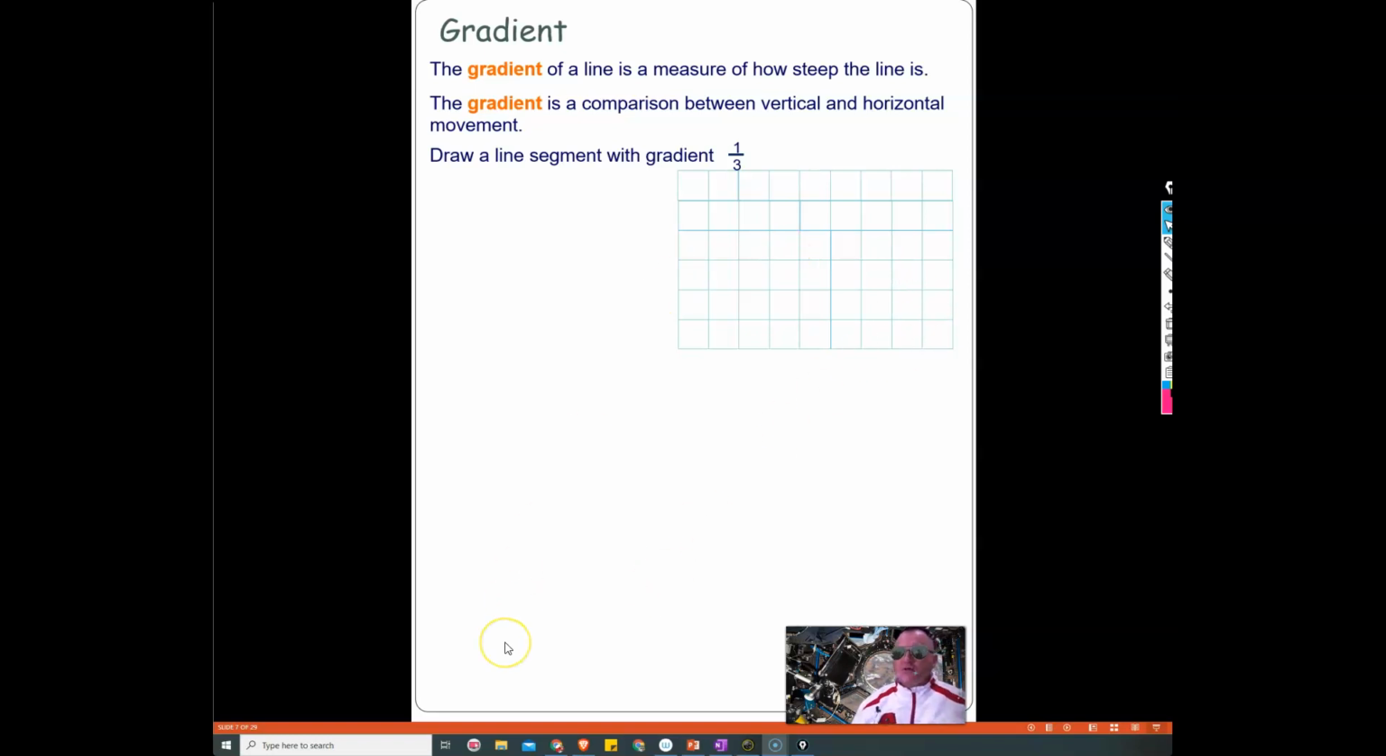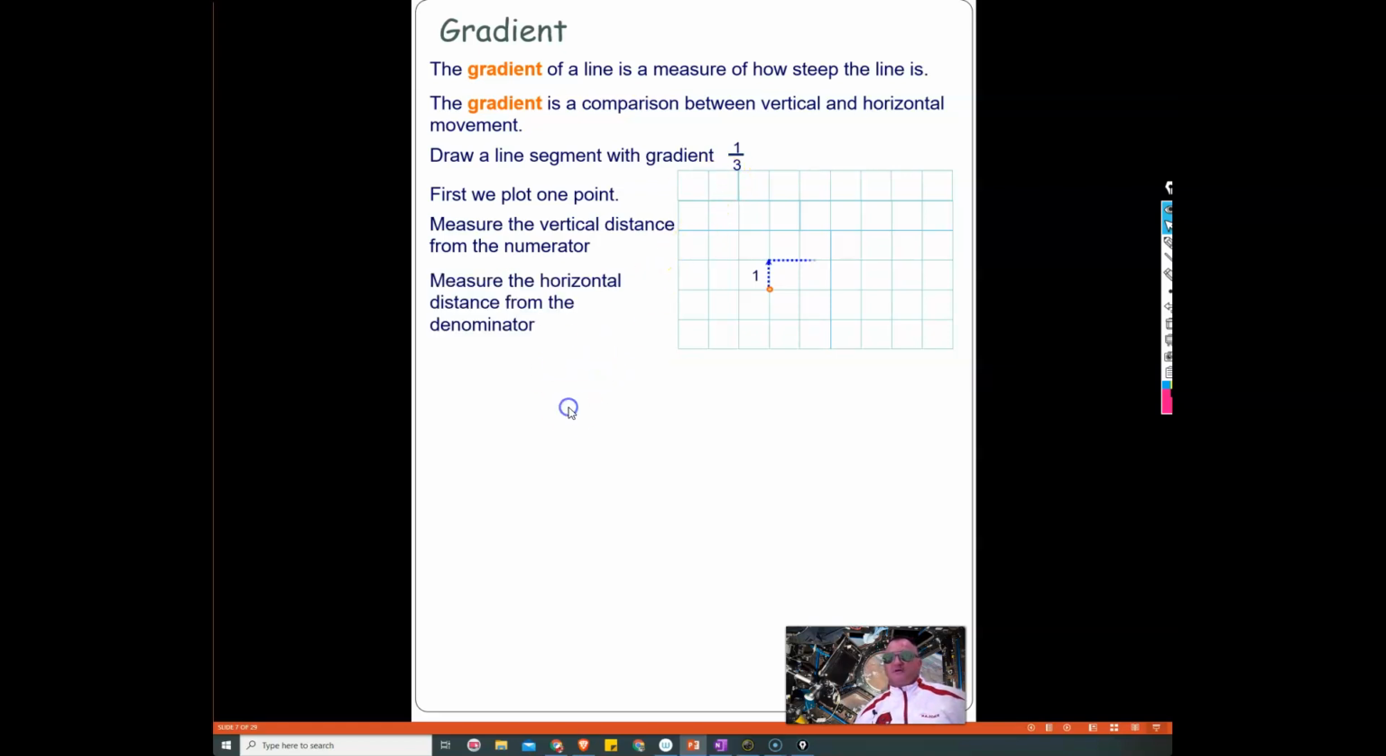Well, it's telling you what the vertical change is to the horizontal change. So this could be 1 foot to 3 feet. This could be 1 inch to 3 inches, 1 meter to 3 meters. It wouldn't matter. So you just pick a point, any point, doesn't matter. Then you measure off your vertical, which in this case is 1 up. And now the 3's positive, so I go 3 to my right and plot that point, connect the dots, and there's my line.